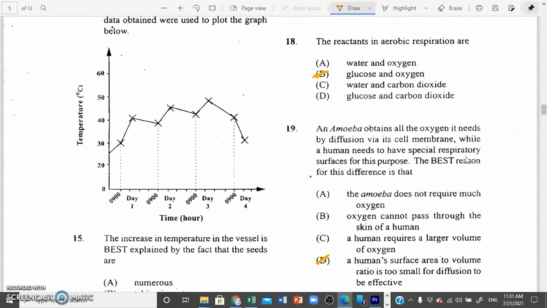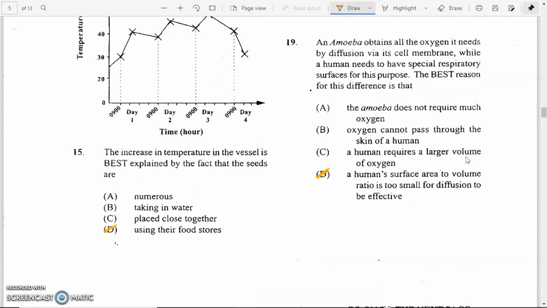Number 19, an amoeba obtains all the oxygen it needs by diffusion via its cell membrane, while a human needs special respiratory surfaces for this purpose. The best reason for this difference, the answer here is D: a human's surface area to volume ratio is too small to be effective at such simple diffusion.